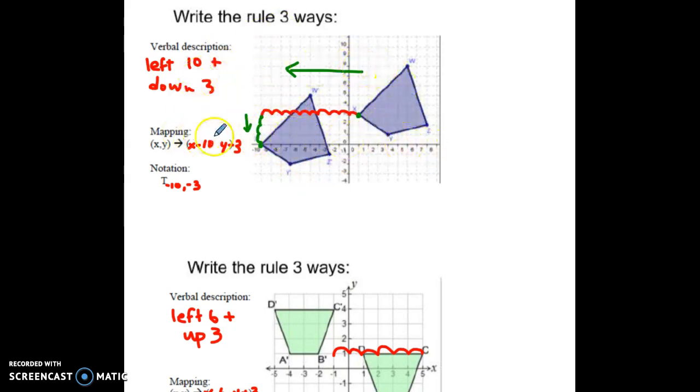Be careful, though, writing your mapping directions, okay? Because we're moving in the negative direction, think about where your x-axis is. All your positives are this way, your negatives are this way. So because you move to the left, you have to say minus 10. And because you move down, you have to say minus 3 for your y value. And that means for the T notation, you're saying negative 10 comma negative 3.